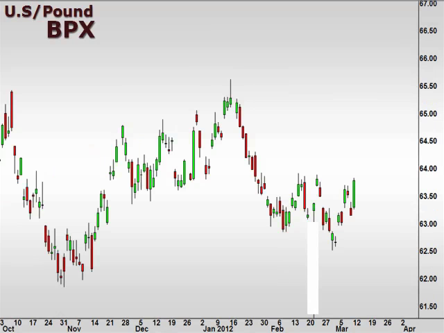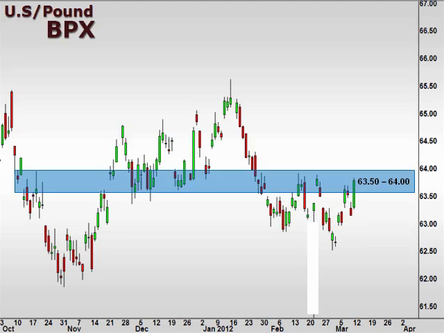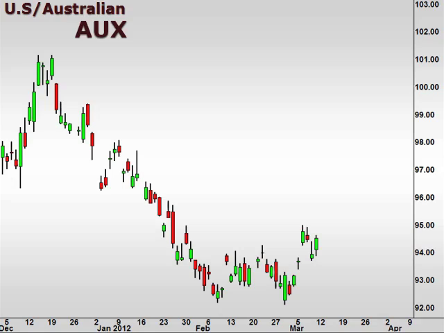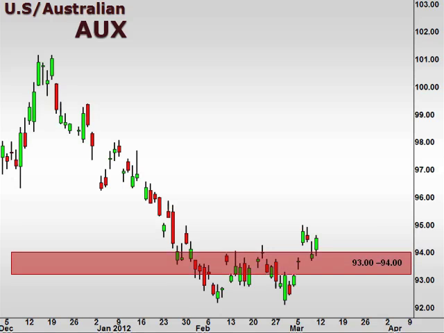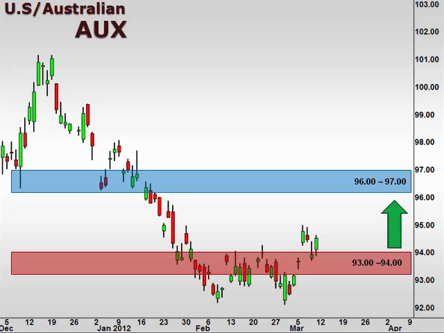Next up, the BPX, the US versus the British pound. Well, the BPX closed strong last week. As long as the pair holds above 63, we expect the continuation to the upside. Let's take a look at the US dollar versus the Australian dollar as seen here in the AUX. Well, the AUX broke above 94 last week and held for a retest, lending credibility to a move towards 96-97.